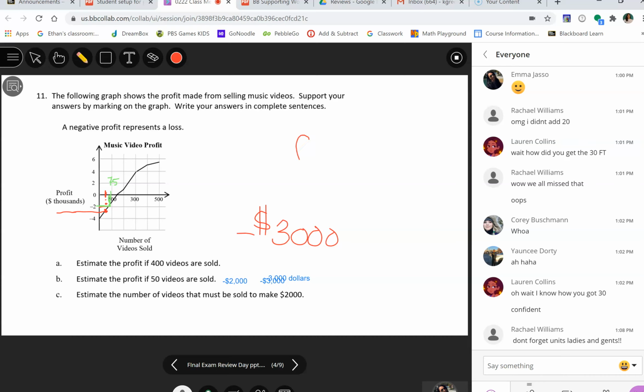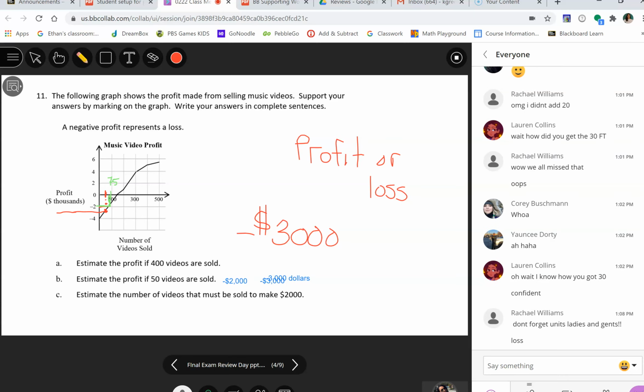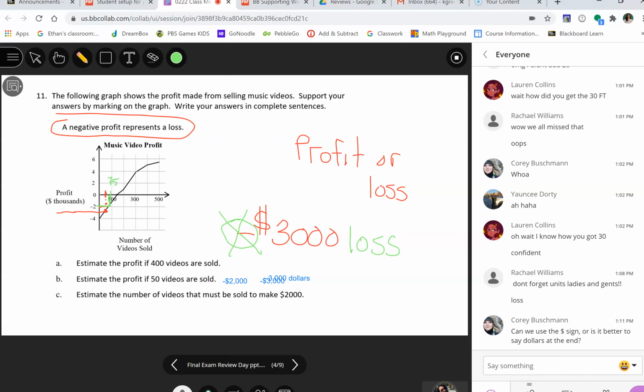They might ask you, is that a profit or a loss? And it says here, a negative profit represents a loss. So instead of this negative sign, I don't know because I haven't seen your test yet, they might have put the word loss there. But you'll know that. And if you type it in wrong, I can override it. I go back and look at all the answers you've entered and I can override that.